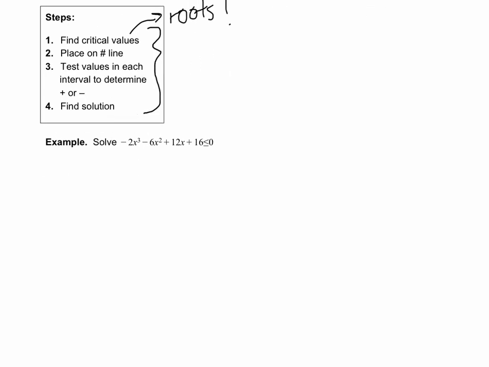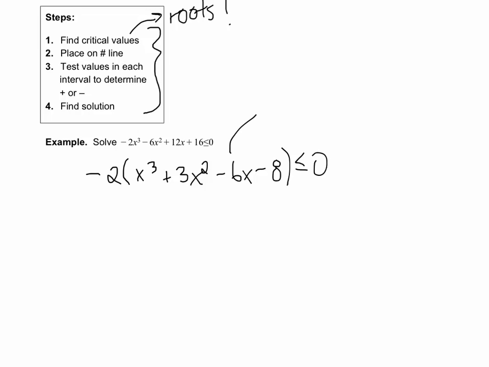We've got: solve negative 2x cubed minus 6x squared plus 12x plus 16 less than or equal to 0. First thing we can do here is factor out a negative 2. If we do that, we're left with x cubed plus 3x squared minus 6x minus 8 less than or equal to 0. And then we're going to have to use long division in order to find a factor for this polynomial and to factor it out.